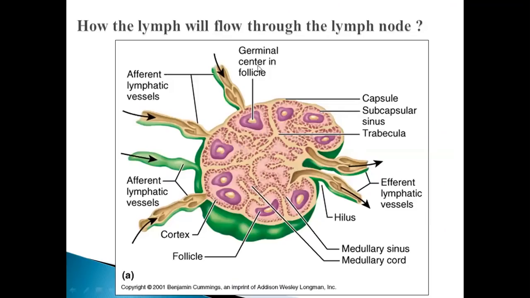So, how is the flow of lymph through the lymph node? Each lymph node receives many afferent vessels, and there are one or two efferent vessels. Through these afferent vessels, there is entry of lymph into the lymph node. There is a filtration process which goes on here in the lymph node, and the filtered lymph will come out through the efferent vessels.